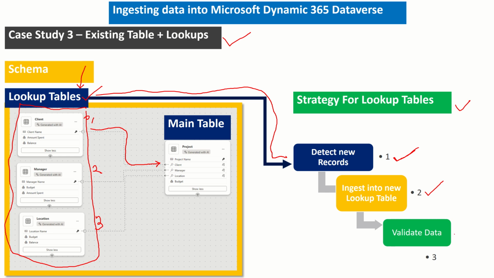The second bit is the ingestion of the new records that are found. Then the third bit is validate. And that simply concludes this. With this particular process, it will be smooth, easy, and fine.